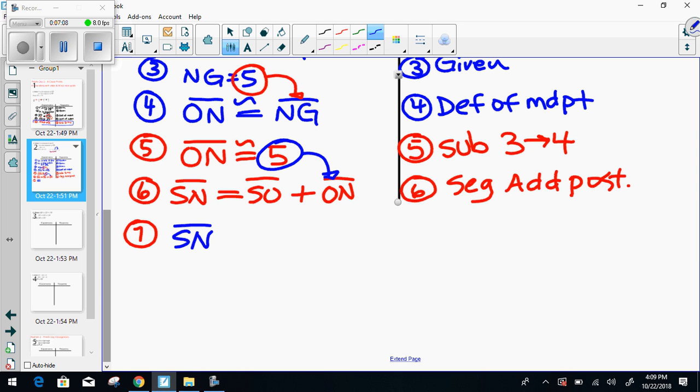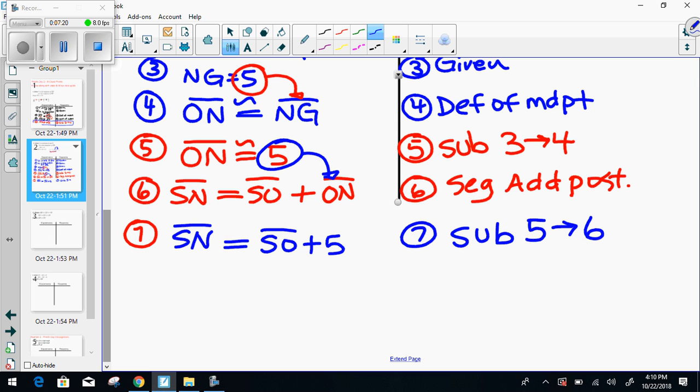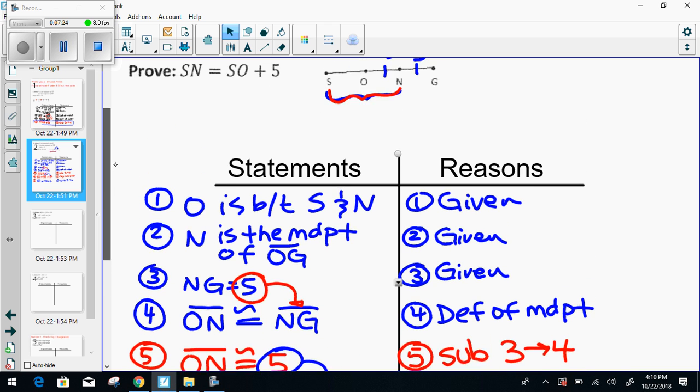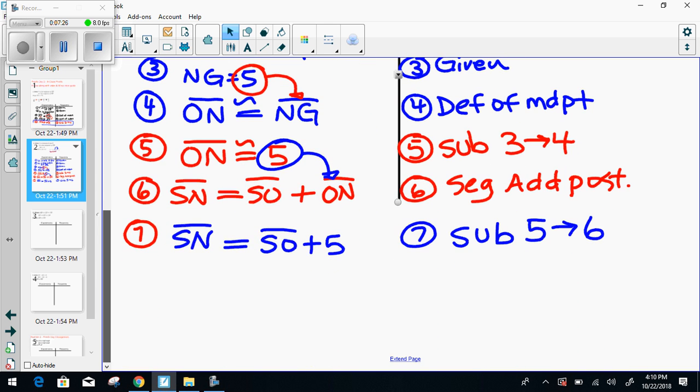So your final statement is S to N equals SO plus 5. And you substituted information from line 5 into line 6. And that's it. This last statement matches your proof statement, so you can go ahead and box that up. All done.